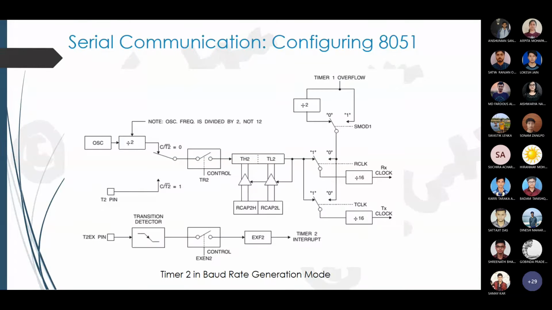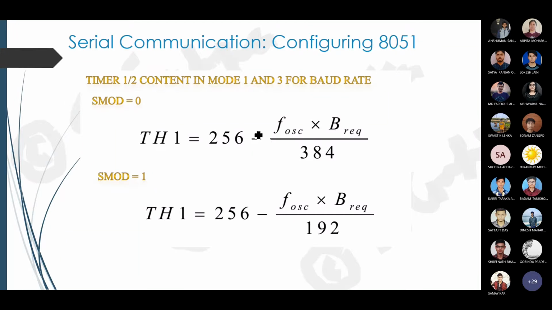Okay. So it is just a recapitulation of how timer 2 can be utilized to generate these baud rates. Okay. And in case of timer 1, again we can have SMOD equal to 0. So this baud rate can be set by this. So this is the baud rate and this is our content. So what should be the content or initialization content?